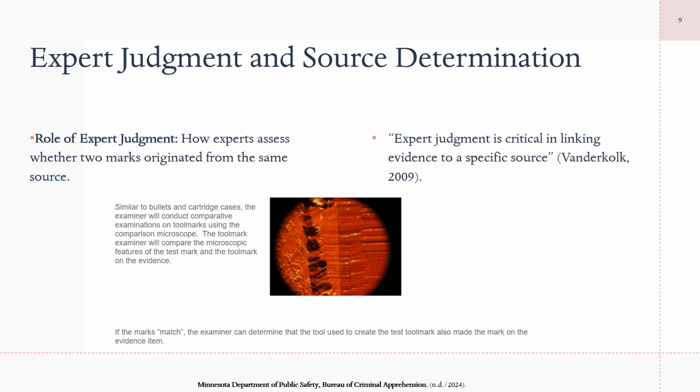So the tool mark examiner will compare the microscopic features of the test mark and the tool mark on the evidence. And then it goes on to say, if the marks match, the examiner can determine that the tool used to create the test tool mark also made the mark on the evidence item. And this is where the expert judgment is going to come into play and figure out that source determination, if this is a match or not.